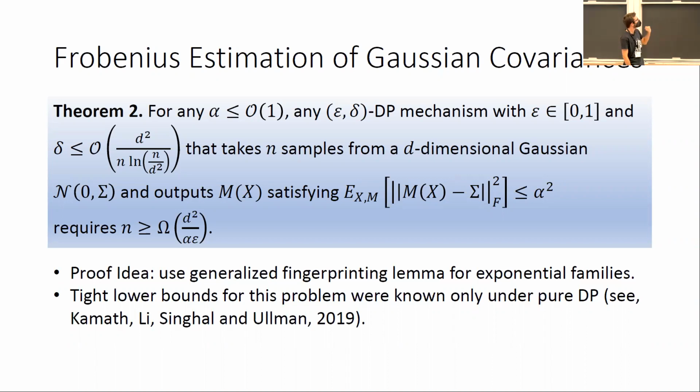say that if we have estimation error smaller than some absolute constant and an epsilon, delta differentially private mechanism where epsilon and delta belong in these ranges over there, then in order to have mean squared error upper bounded by alpha squared, we need the number of samples that we draw from our Gaussian to be at least d squared over alpha epsilon. So as I said, the proof uses the generalized fingerprinting lemma, and the improvement compared to prior work is that prior work proved this bound under the constraint of pure differential privacy, not approximately.